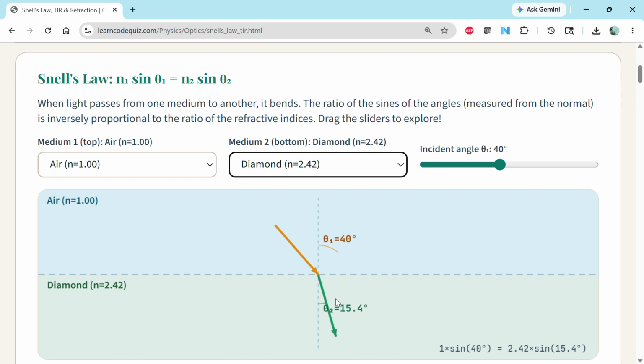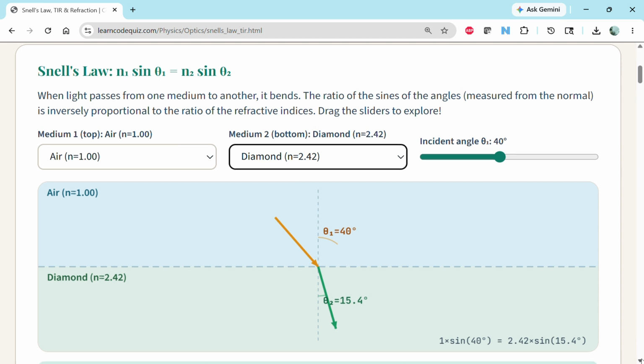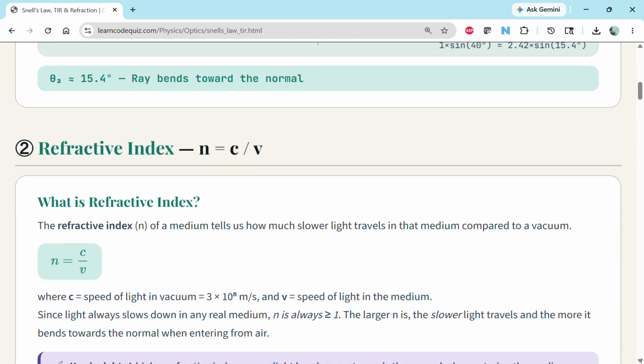Now here we are talking about air and diamond. Diamond is very dense. So this density, or the refractive index, where is it coming from? Essentially it is coming from the speed at which light moves through the medium. And if the medium is very dense, the speed is going to be really slow.